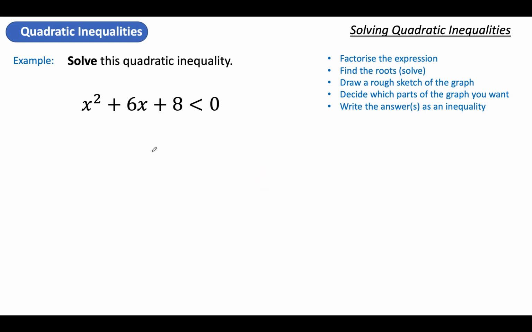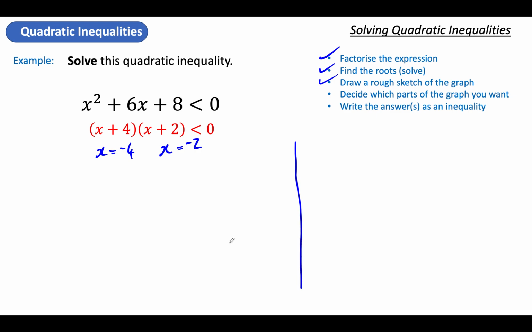Right, we've unpaused then. So when you factorize the expression, which is the first thing on your list, you should get x plus 4, x plus 2. Remember, these could be either way round. It makes absolutely no difference at all. Then you find your roots. And in this case, it's x equals -4 and x equals -2. So they're both negative.